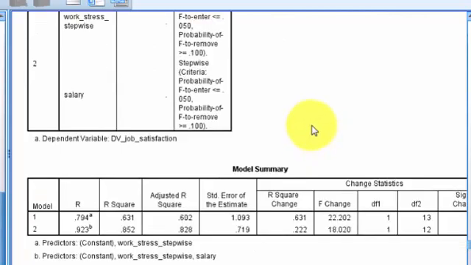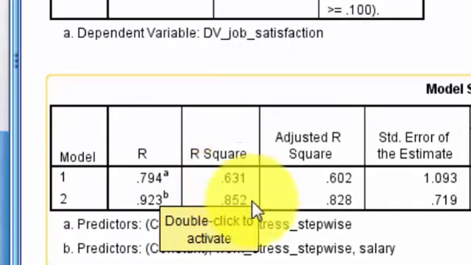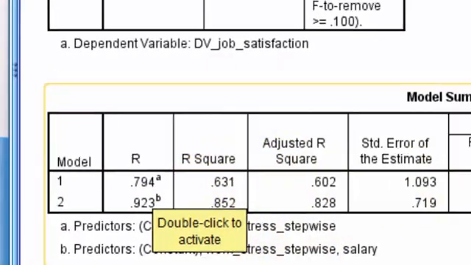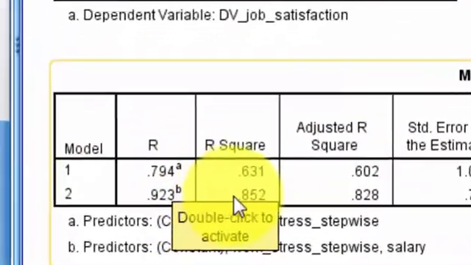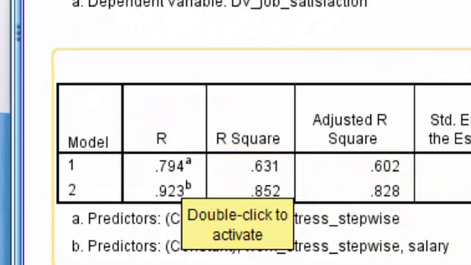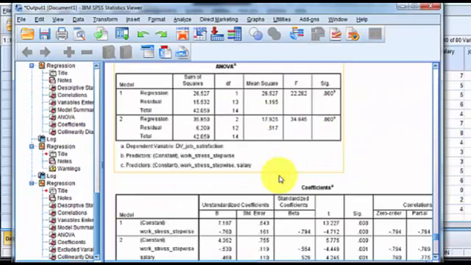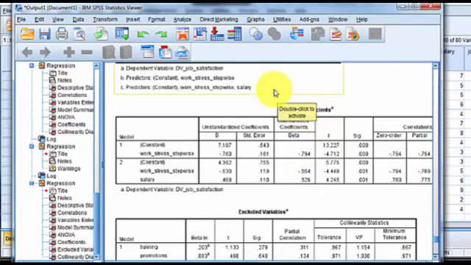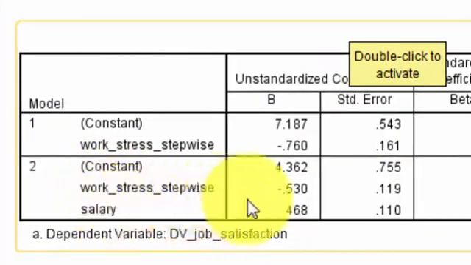So here is the first model, and that is strictly with work stress. And you got a pretty big R squared, 0.631. That's actually quite large, and that's significant. And then when you add in the second one, salary, it jumps up to 0.852, which is crazy big. So you do have a significant regression. And with both of these, the two IVs, you would use them in your prediction model because they're significant. The rest of them weren't significant, so you're not going to use them in your model.